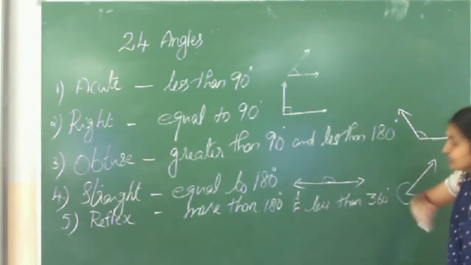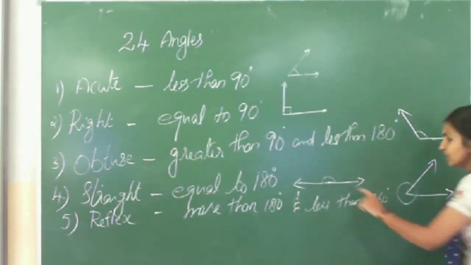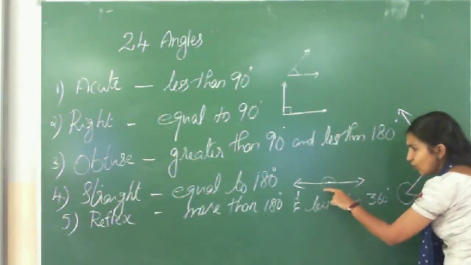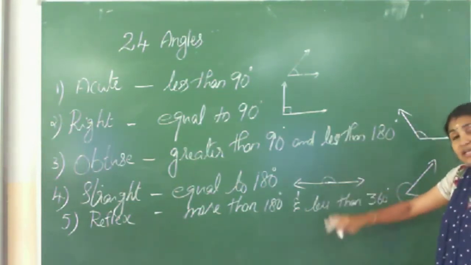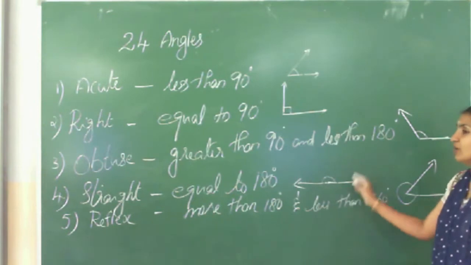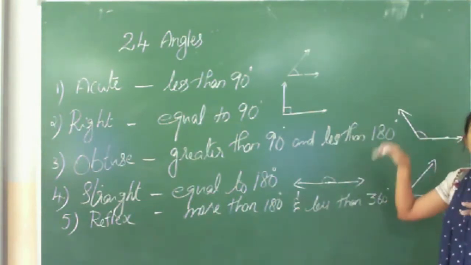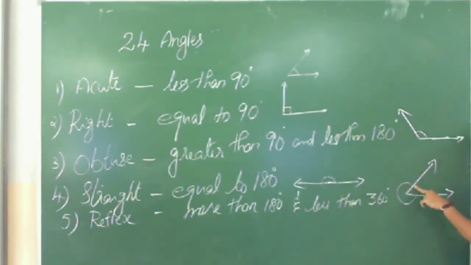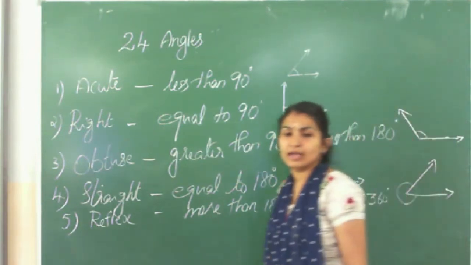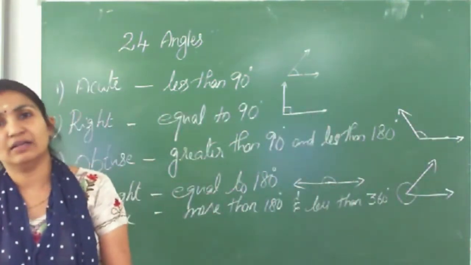This one is straight, which is equal to 180 degrees. What about the other one? The down part, that is also 180 degrees. Top and bottom, both sides are 180 degrees. Then only we can say that the total is 360 degrees. And the reflex angle means not the inside part, it is the outside one, that is more than 180 degrees and less than 360 degrees. That type of angles are known as reflex angles.